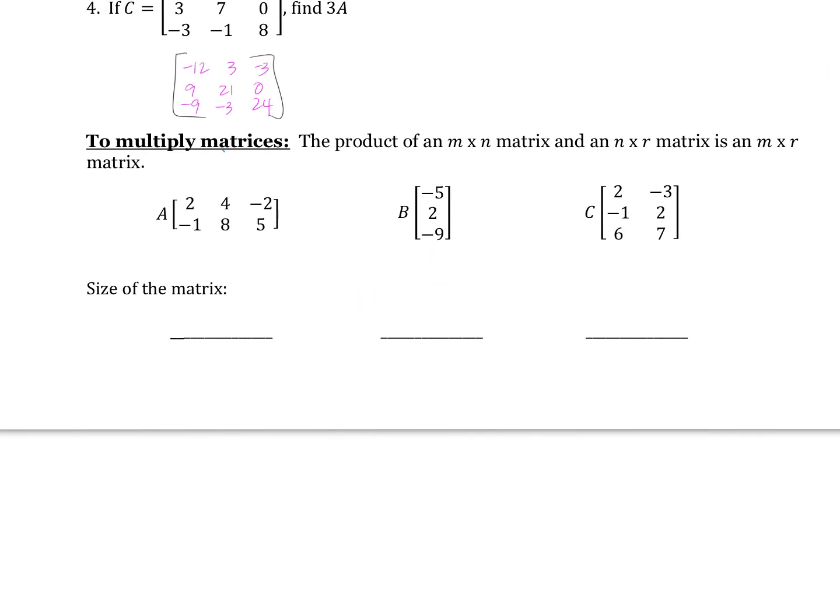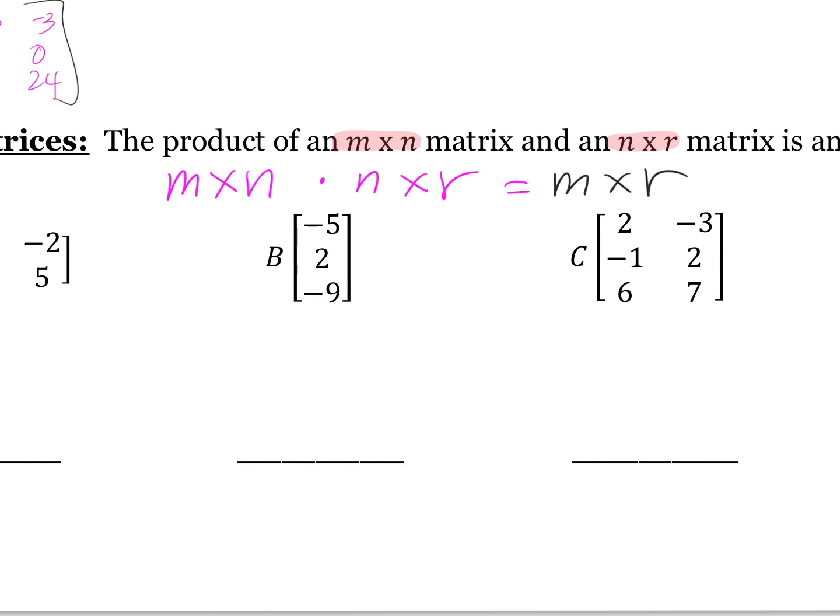So, in order to multiply, here we go. To multiply matrices, this is pretty wild. Look at what it says. The product of an m by n, if I were you, I'd write this out: m by n multiplied by an n by r. Check this out. You can multiply them, and they're saying the answer would be an m by r. You're like, what? And r is just another number, right? So this could be like 4 by 2 multiplied by a 2 by 6 is going to be a 4 by 6.